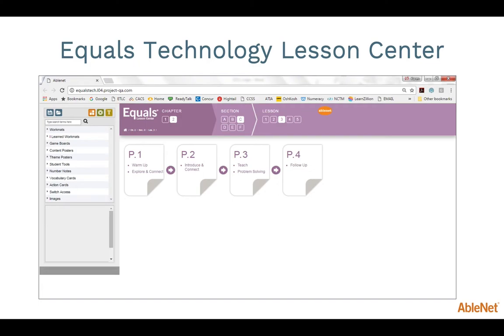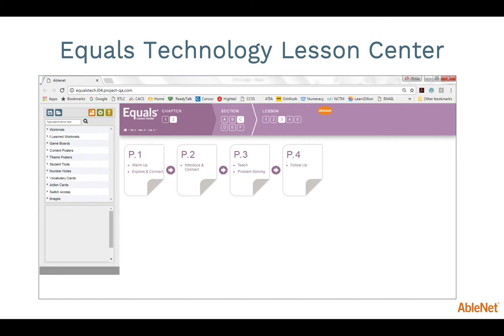Another important resource to locate is the Equals Technology Lesson Center. This can be found on the AbleNet website under the Resources drop-down menu, then Equals Math Resources. There are a variety of ways this technology tool can be incorporated into the lesson to support teachers during instruction. Teachers can choose to use this tool to locate print materials in a specific lesson organized by pages of the lesson, or find materials by type in organized folders. All work mats and posters are included, as well as a large supply of images, so solving a variety of problems is easy and fun.